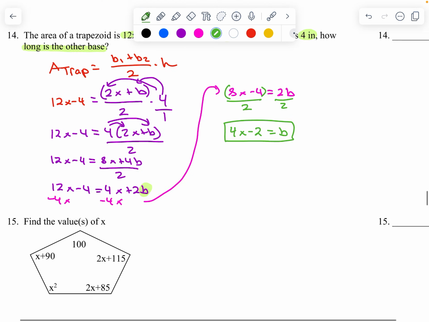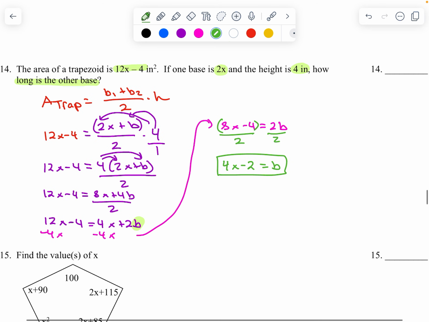So my answer here should be 4x minus 2, and that is going to be in inches. So let me go ahead and move that over just a little bit, just so I can write inches here.